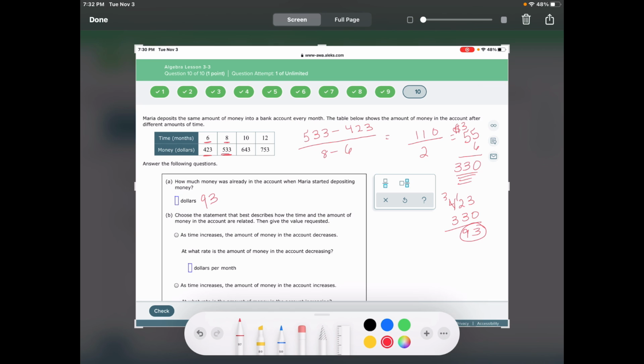Choose a statement that best describes how the time and the amount of money in the account are related. As time increases, the money in the account decreases. That doesn't look like it, so we're definitely increasing by $55 a month. As time increases, the amount of money in the account increases. That's going to be it, and we can say $55 per month when we get back here.